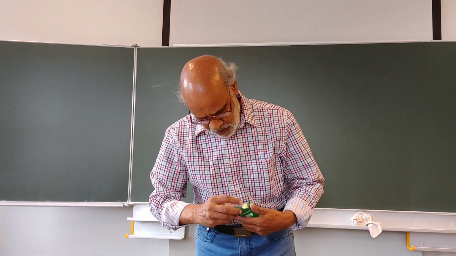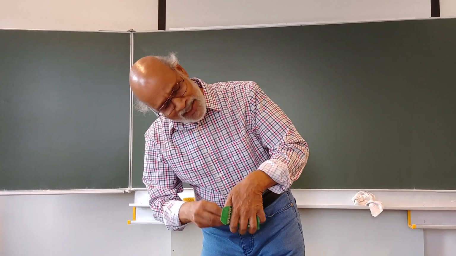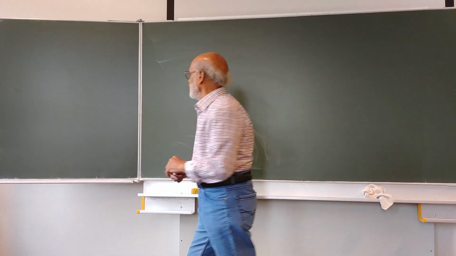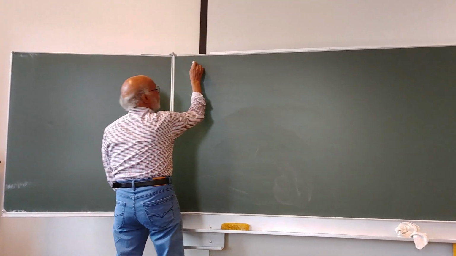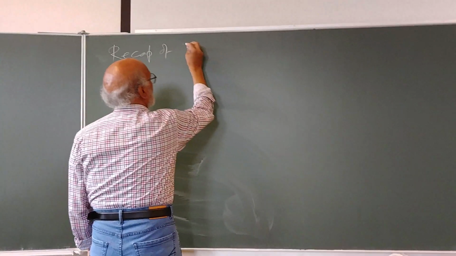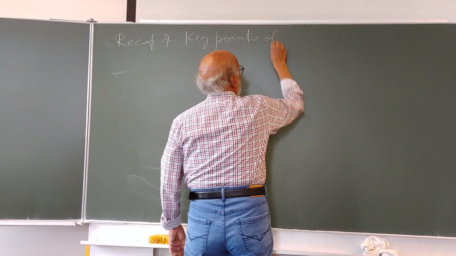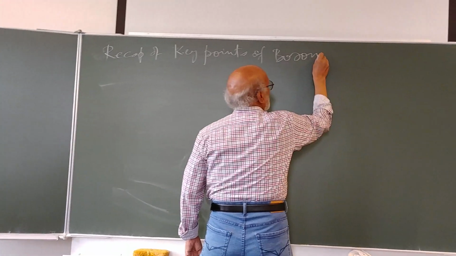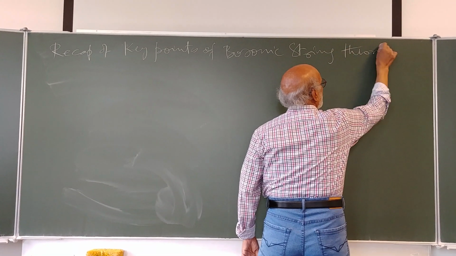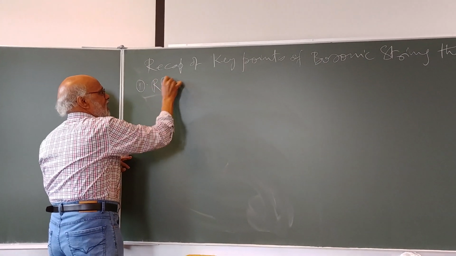So we need to keep control of these things, and we need to know the key points. Let me briefly start with the so-called recap of key points of bosonic string theory. So the very first point is the relativistic point particle.